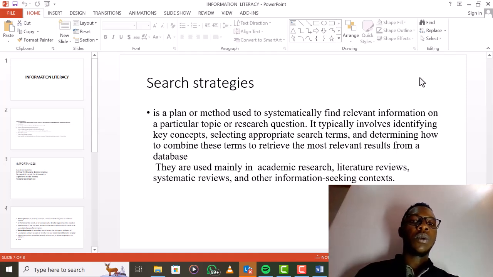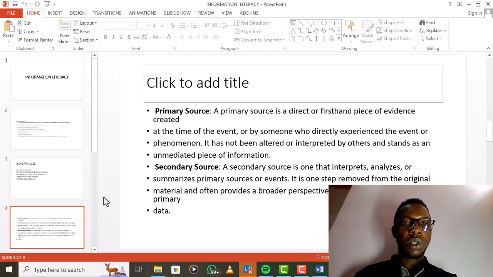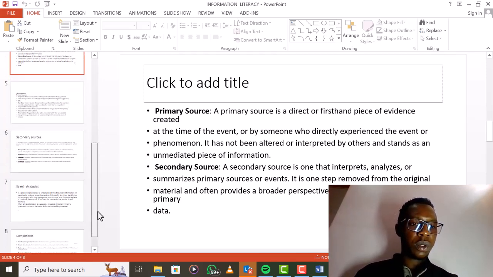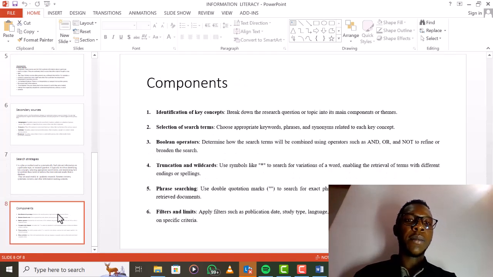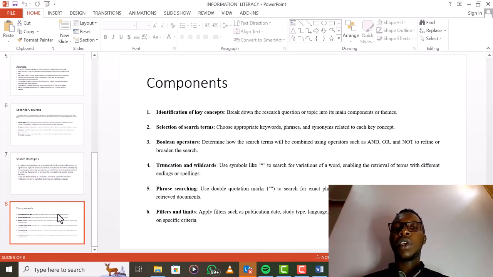So here we have, sorry about this, we have the components of the search strategies. One of the components is identification of key concepts. Break down the research question or topic into its main concepts or themes.